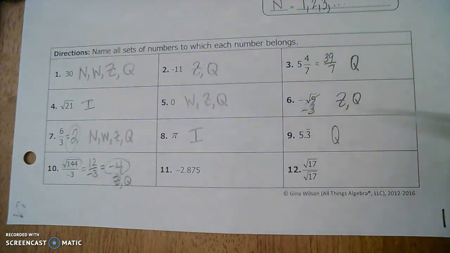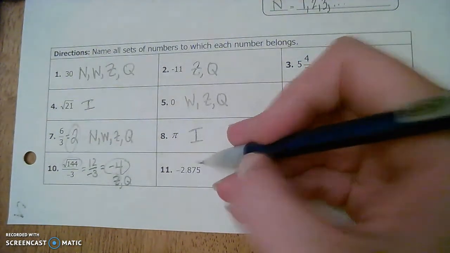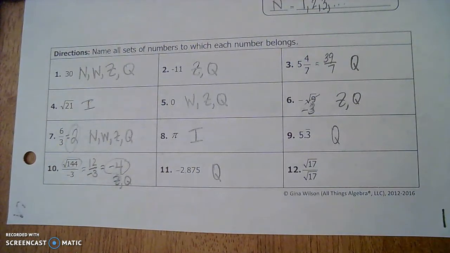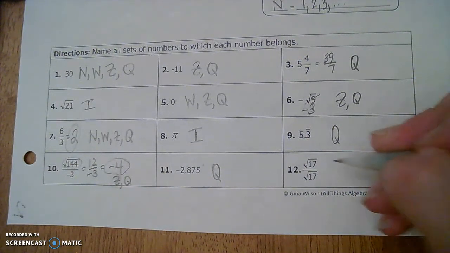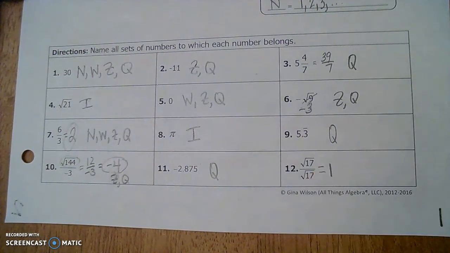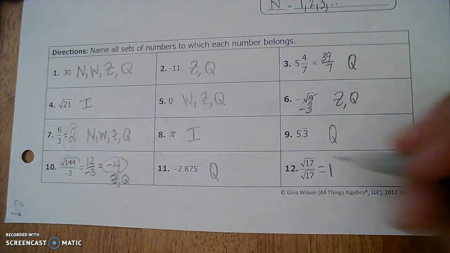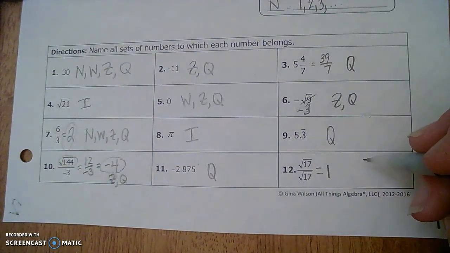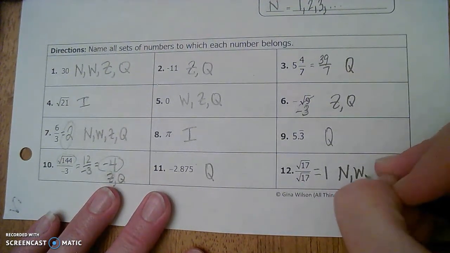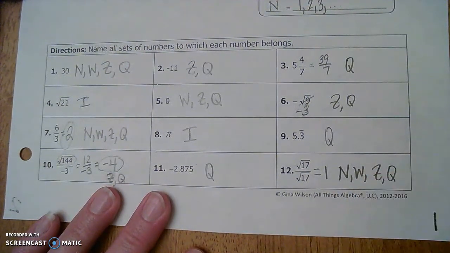Number 11 is basically the same thing as number 9. As soon as you see a decimal and this one stops, that automatically means rational number. Number 12, you can type that in your calculator, but you shouldn't need to. Hopefully we know that anything divided by itself, no matter how weird it looks, is always going to give us 1. Anything divided by itself is 1. So 1 is a natural number, which means it's a whole number, an integer, and a rational number.